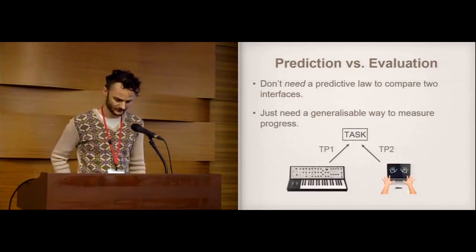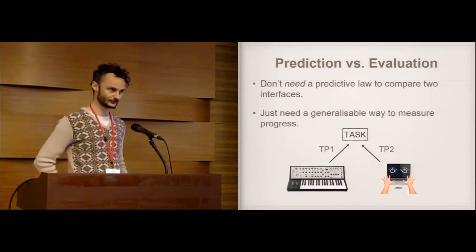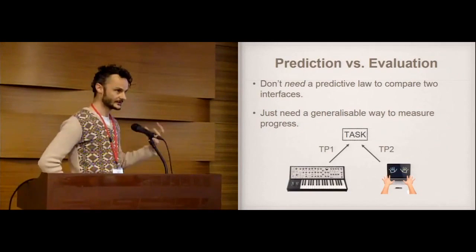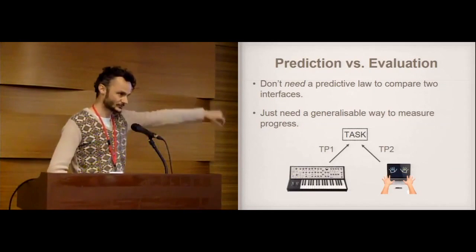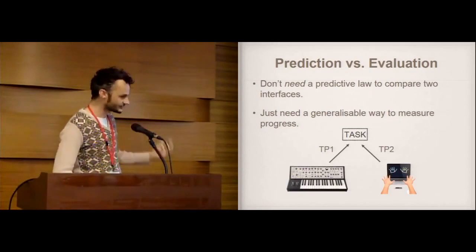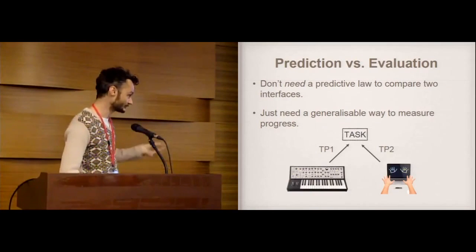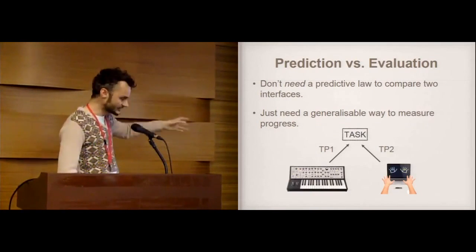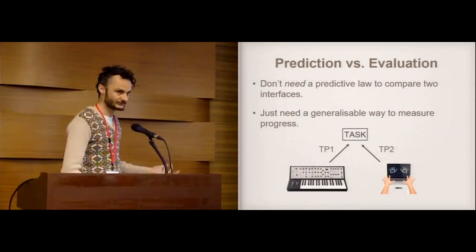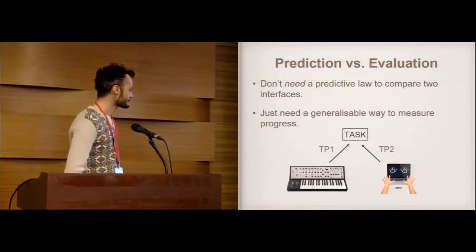So my argument is that prediction is not the same as evaluation. Fitts law is a predictive law. So if you know something about the task, then you can predict how long it's going to take. But we don't necessarily need to predict how long it's going to take. We just need to measure the difference between our two interfaces. So we just need a generalizable way to measure progress in bits.